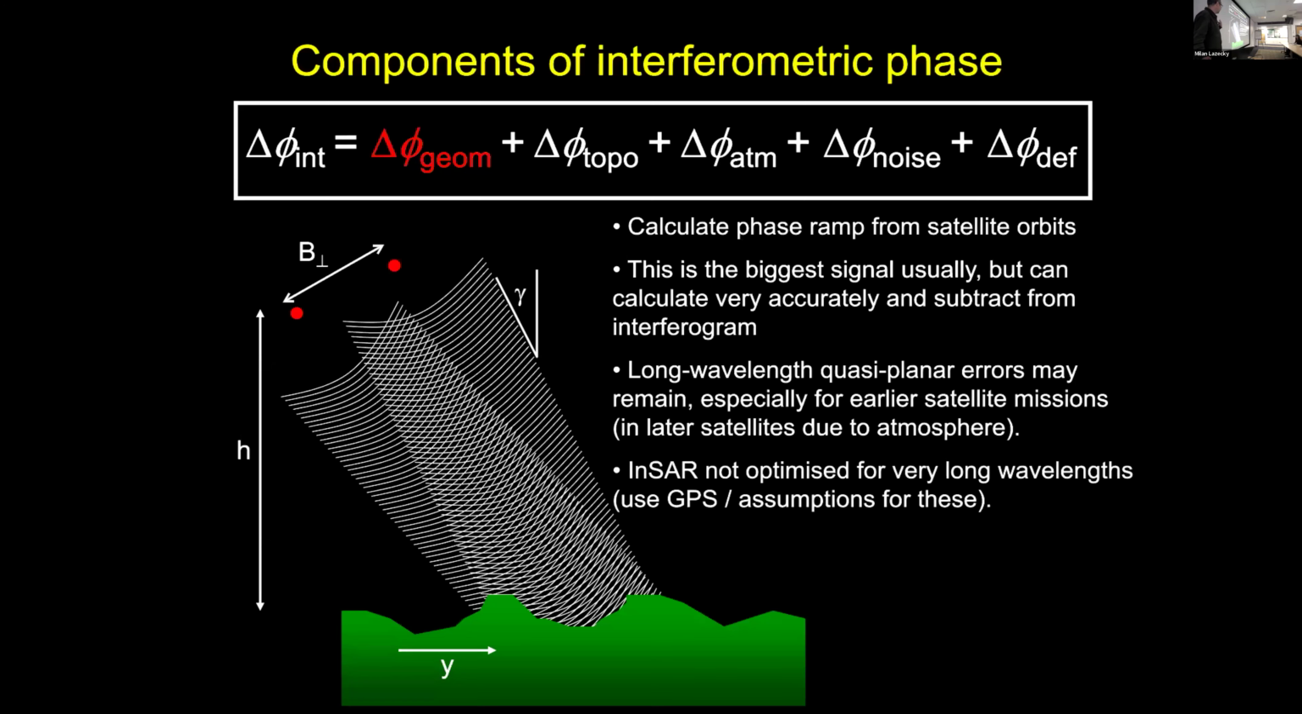It's worth saying that InSAR isn't optimized for very long wavelengths. So if you're interested in a technique for measuring the deformation between points that are hundreds of kilometers away, then it's probably not the right tool. Okay, so we are interested in that for tectonics, but what we tend to do is combine the power of the InSAR at the shorter wavelength with the longer wavelength control you get from GNSS measurements, so GPS measurements.